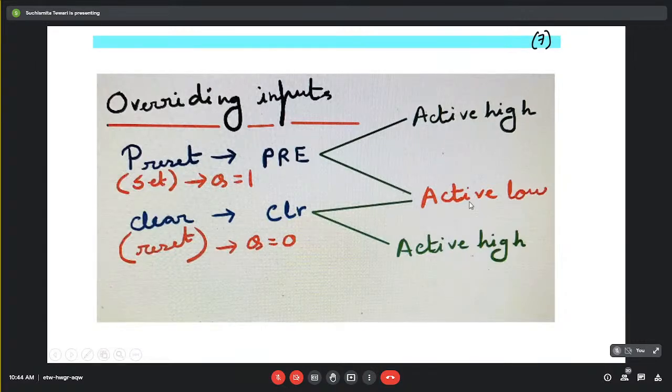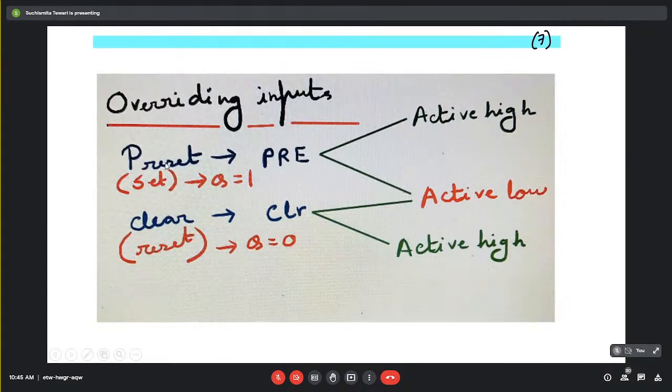Now here two things are written. I have not said that if I give the preset value 1 or clear value 1. I have used the term if we activate this pin. Now this can be activated in two ways. If it is getting activated when we set this pin as 1, it is called active high. Active high means when I am giving 1, it will perform the desired operation that it is supposed to perform. So it is getting activated.